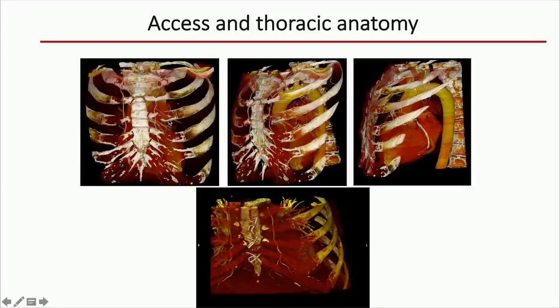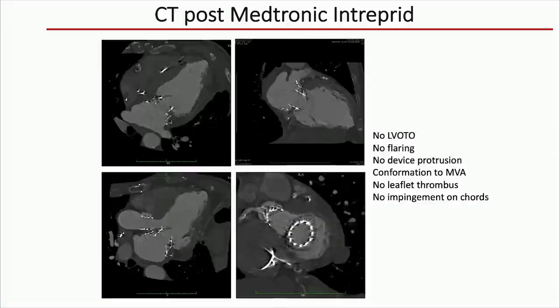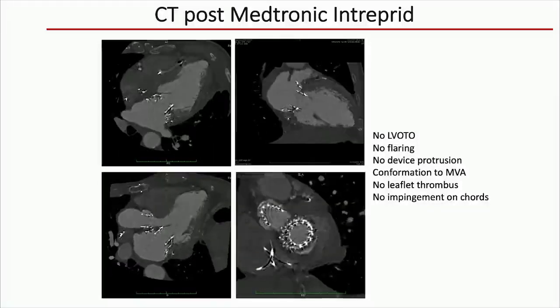Here we can clearly see the rib spaces, and also their relationship to the apex of the left ventricle to help guide the optimal puncture point to gain access to the left ventricle and also the mitral valve annulus. This is just an example of a CT scan that was acquired post a Medtronic Intrepid valve being implanted.